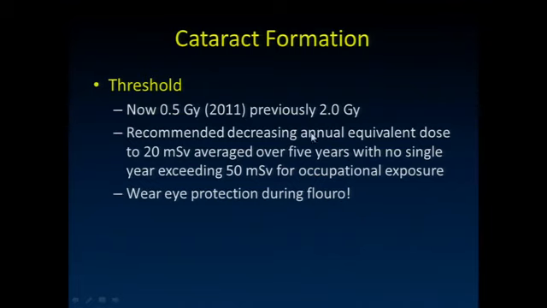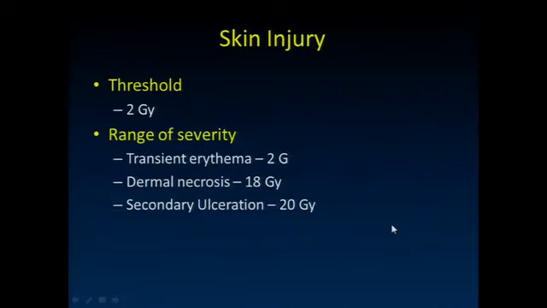And that year they recommended decreasing the annual equivalent dose to 20 millisieverts, averaged over 5 years, with no single year exceeding 50 millisieverts, to help stay below that half a gray range. The truth is, wear your eye protection during your fluoro procedures, right? Because the lens of the eye is relatively sensitive to radiation with cataract formation. And so we don't know accurately what the threshold level is by that change. So the prudent thing to do is to wear your eye protection there.